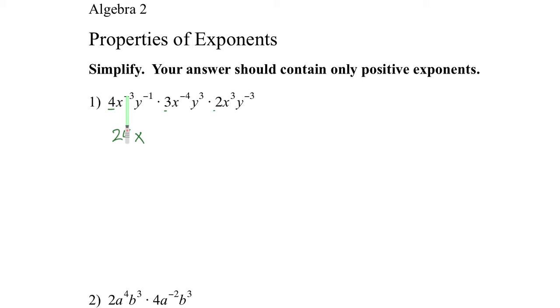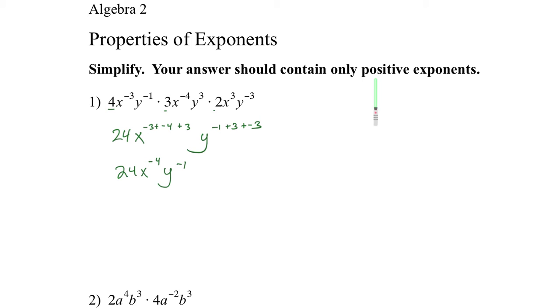So I got an x to the negative 3, x to the negative 4, and x to the 3. So that means I have negative 3 plus negative 4 plus 3. And the y, again, I have negative 1 plus 3 plus negative 3. After I simplify that, the first one: negative 3 plus negative 4 is negative 7, plus 3 is negative 4. And then the y: I got negative 1 plus 3 is 2, plus negative 3 is negative 1.